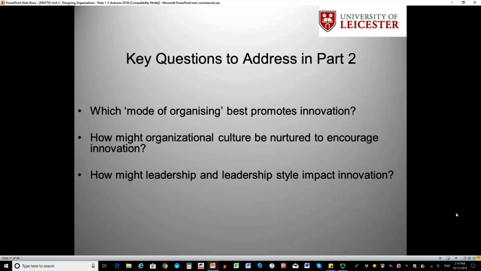Linked into that, I want to briefly talk about how organisational culture can be nurtured to encourage innovation. Now, I don't want to spend too much time talking about culture or leadership explicitly, because these were covered in great detail by Warren and Olga in Module 1. But I do want to touch on and make links to some of the material that they would have been talking about in terms of organisational culture and leadership. I'm not going to spend a lot of time, as I say, but just make some of those links back to Module 1.